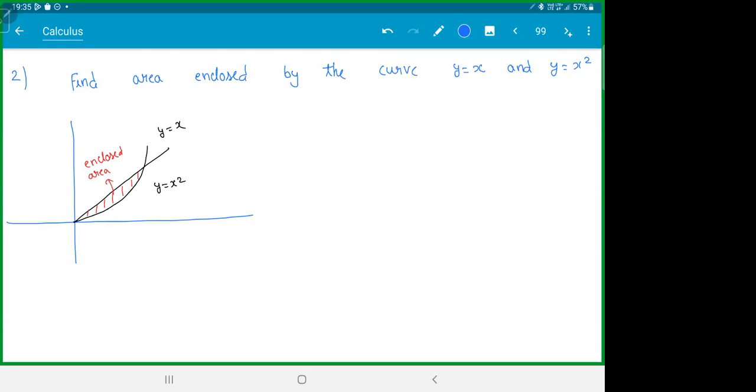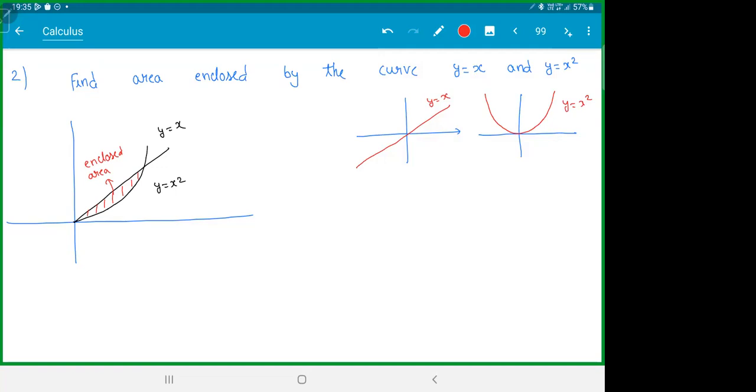To find the area enclosed between y is equal to x, which is a line, and y is equal to x square, which is a parabola. If I actually draw the whole thing now, y is equal to x is a line passing through origin. Y is equal to x square is like this, a parabola. So when both of them are overlapped, there is some region which is stuck between both of them. What is that area? Think.